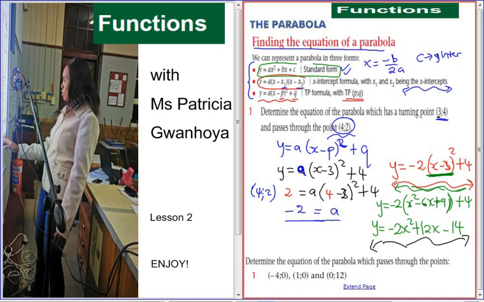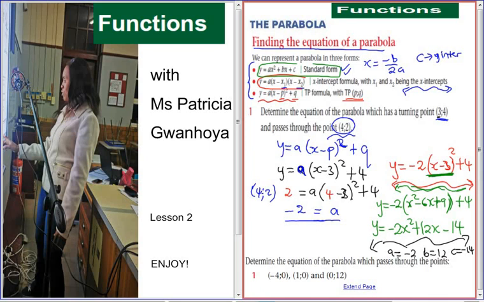So if you have it like this, you can easily see that in place of A there is negative 2, in place of B there is 12, and in place of C there is negative 14. So you have managed to find the equation of this parabola using the fact that it was your turning point that was given to you.